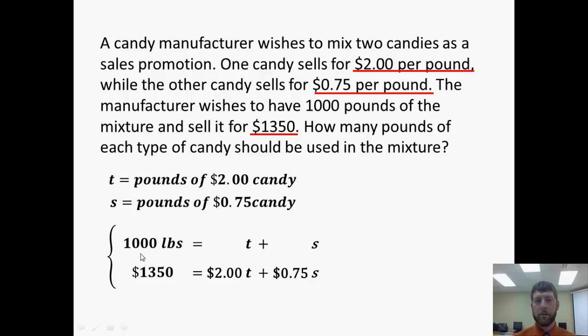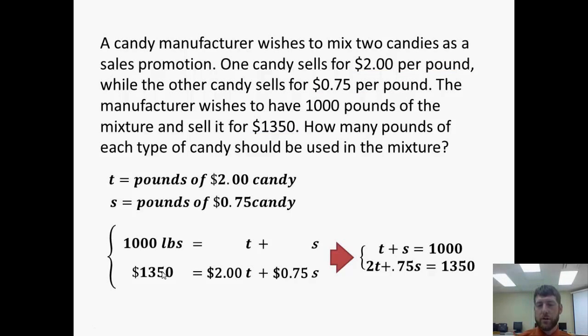Put the things that are alike together. Pounds plus pounds equals pounds. Money plus money equals money. And then we clean it up, and this is our actual system that we'll solve. T plus S equals 1,000. 2T plus 0.75S equals 1,350.